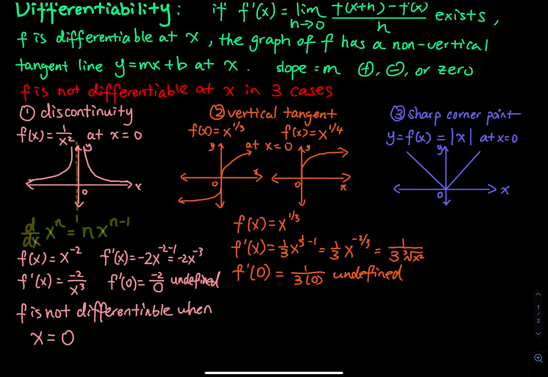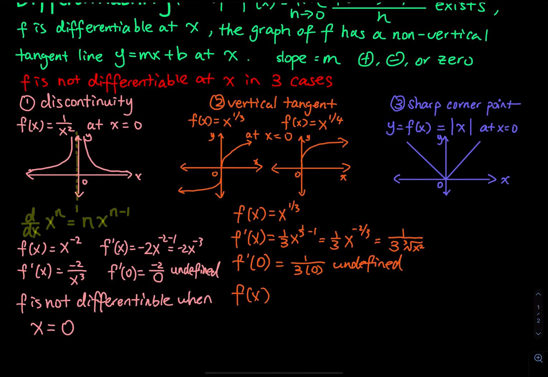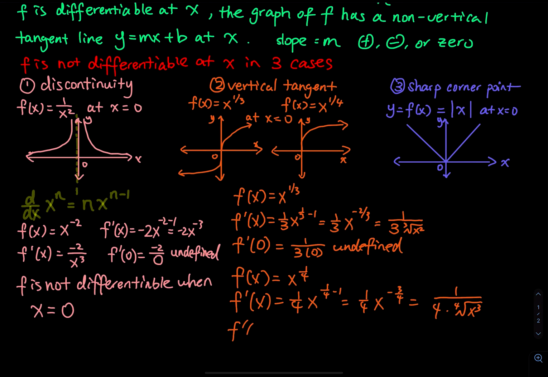And then how about the 1/4? So we have f of x equals x to the 1/4, and then f prime of x. We bring the 1/4 down, and then x to the 1/4 minus 1. We have 1/4 x raised to the 1 minus 4 is 3, right? So this is negative 3 over 4. Then we have 1 divided by 4 times the 4th root of x to the 3rd power. And clearly when x equals 0, you have 1 divided by 4 times 0. That is undefined.